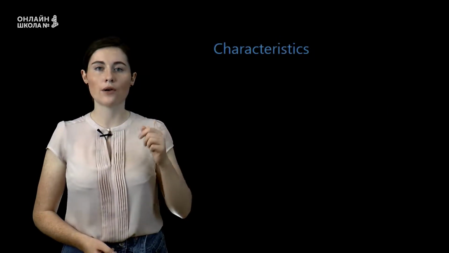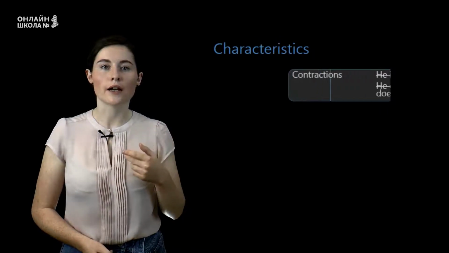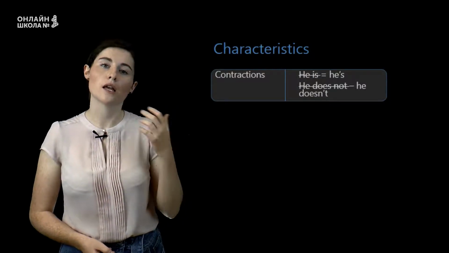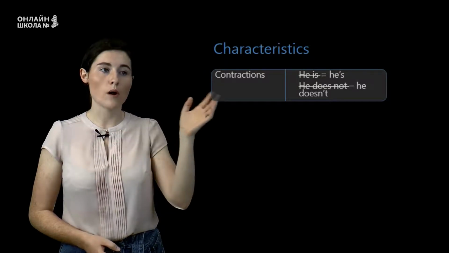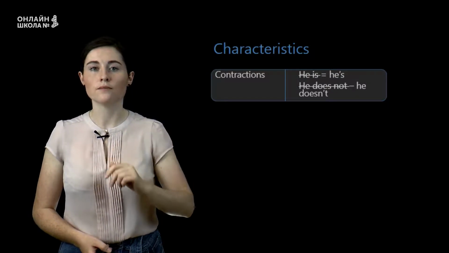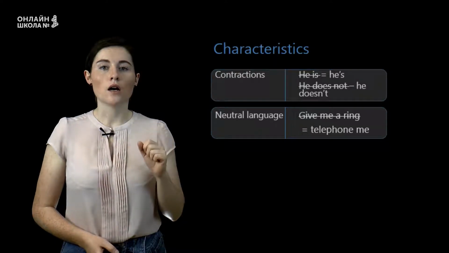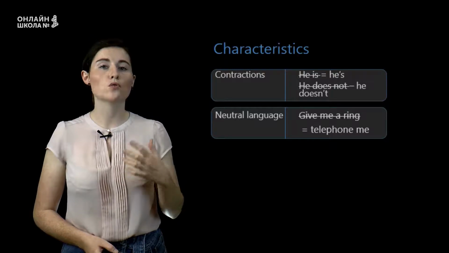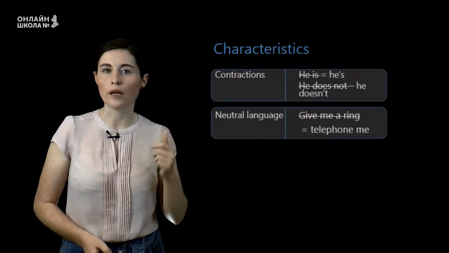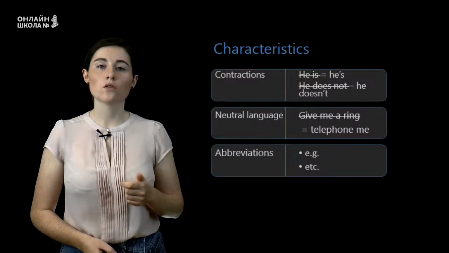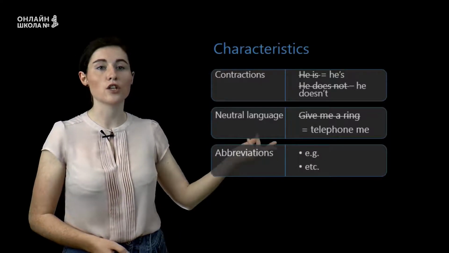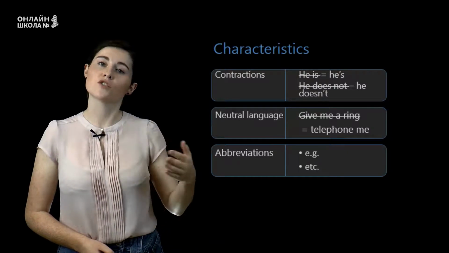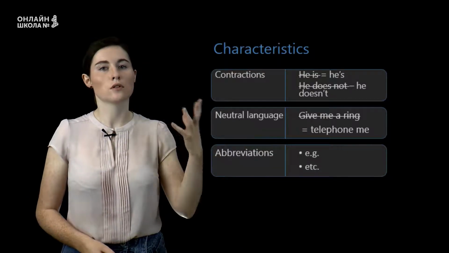What are the characteristics of such style? We can use contractions like in informal letter, but not too often. We use neutral language, so instead of a phrase "give me a ring," we would rather say "telephone me." We can also use such abbreviation as e.g., which is, for example, or etc., when we want to list some things.